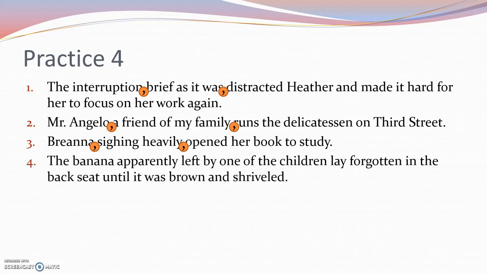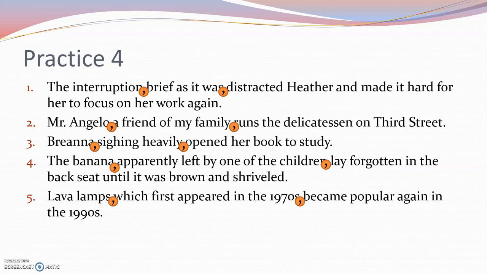Number 4, the banana, apparently left by one of the children, lay forgotten in the back seat until it was brown and shriveled. The interruption is apparently left by one of the children, so the comma goes after banana and after children. And finally, number 5, lava lamps, which first appeared in the 1970s, became popular again in the 1990s. And you will see that there's a comma after lamps and a comma after the 1970s.